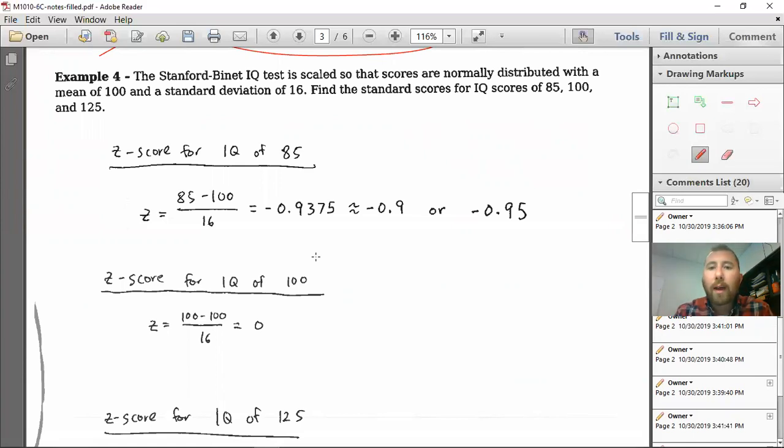So we're supposed to find the standard scores, or the z-scores, as I call them, as many people call them. Here you would just take the data value. We have 3 scores, 85, 100, and 125. We have to calculate 3 z-scores. We'll start with 85. Here's the data value, it's 85. We're doing minus the mean, which is 100, and dividing by 16, the standard deviation. And you'll see in a moment why I'm going to round everything to the nearest 0.05.